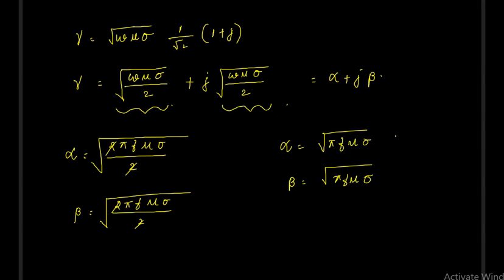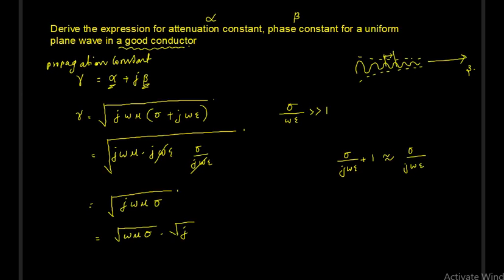The unit of alpha is the Neper per meter. Neper is a logarithmic unit, and beta is in radians per meter. Radian is connected with the degree. So this is the attenuation constant and phase constant of a good conductor. All the derivations start with the assumption that for a good conductor, sigma by omega epsilon is much greater than 1.